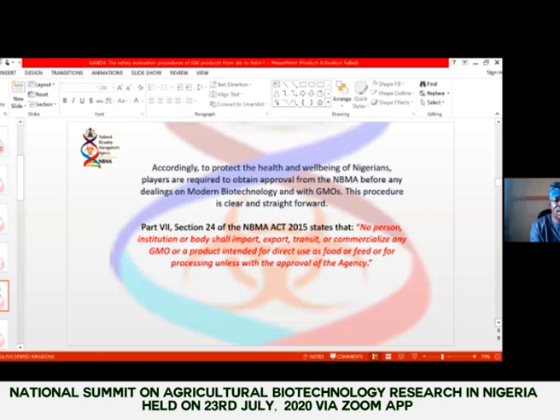Part 7, Section 24 of the National Biosafety Management Agency Act 2015 as amended states: no person, institution, or body shall import, export, transit, or commercialize any genetically modified organism or products intended for direct use as food or feed or for processing, unless with the approval of the National Biosafety Management Agency.